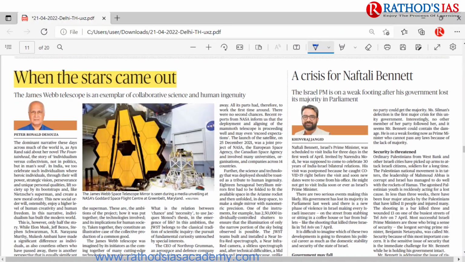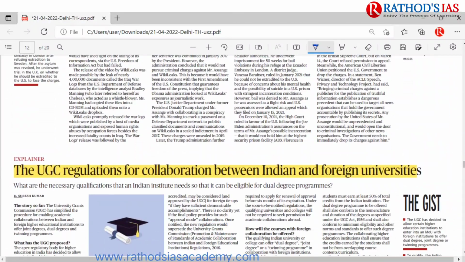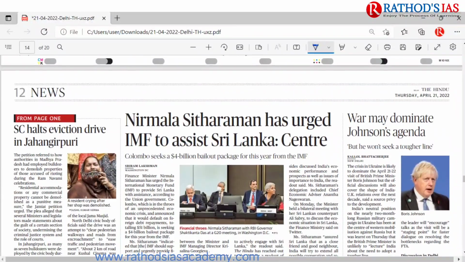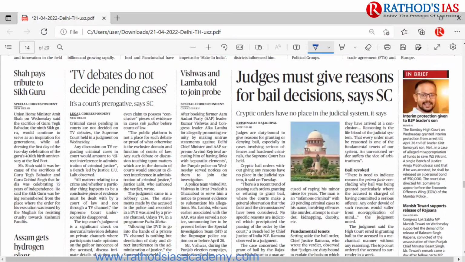And if you move forward, you can see the James Webb telescope. I discussed this topic. And if you move further in the text and context, I discussed these UGC regulations. And if you move forward in the news page, you can see PM launches new plans in Gujarat tribal areas. So here tribal areas and tribal plans will be very important, especially from your GS paper 2 as well as in your anthropology paper 2. So this is a very important topic and you have to focus on this.